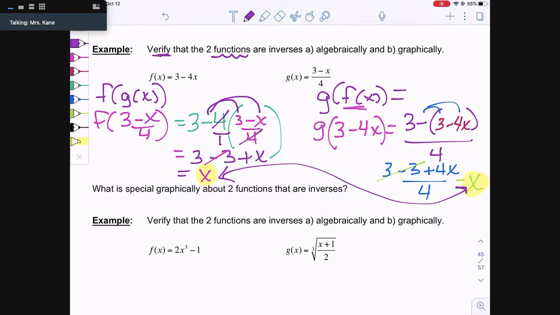And if you look at it, it makes sense because I have a negative 4 as a slope, and now this slope is a negative 1/4. So it does kind of make sense that that works out like that. Questions?